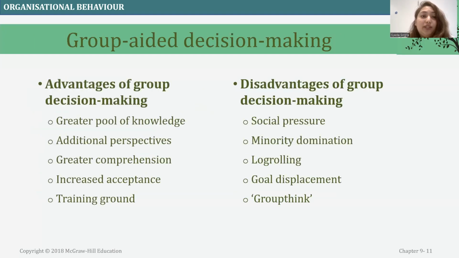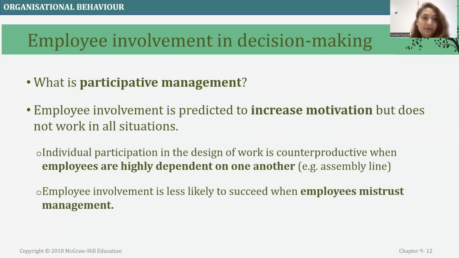If you look into the advantages and disadvantages of group decision making, the advantages are a greater pool of knowledge, additional perspectives of different people involved, greater comprehension, increased acceptance, and a training ground as well. But this also comes along with some disadvantages. At times, it can be based on social pressure, minority domination, log rolling, goal displacement, or it can also lead to groupthink.